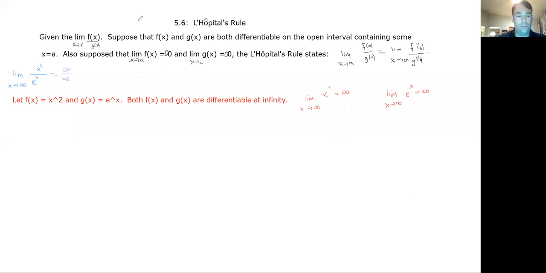Now we can use L'Hopital's. All right, so by L'Hopital's rule, we can go through and say we end up with the derivative of both top and bottom.